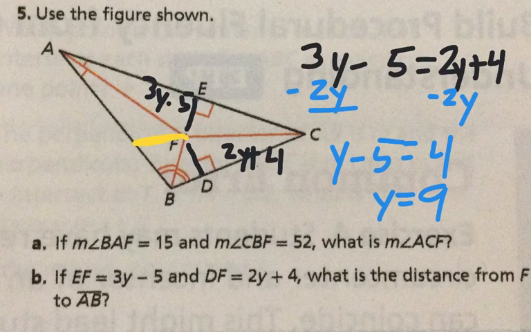Okay, well I know that the yellow and the black lines are all equal. So if I can find the measure of one of the black lines, which I now know y is 9, I can plug that in. So that's going to give me 2 times 9 plus 4. So that gives me a distance of 22. So right here, if this distance is 22, then that means from F to AB is also 22. So the distance here would be 22.